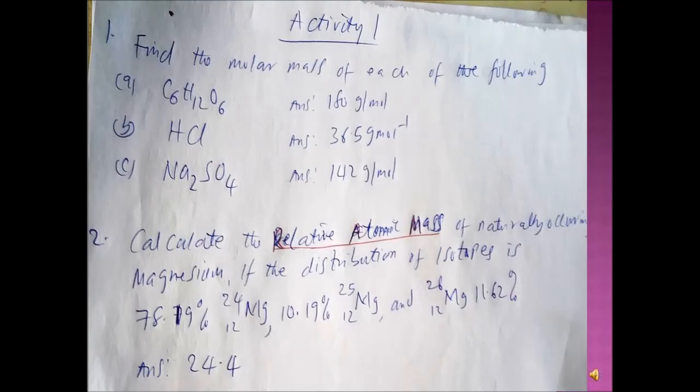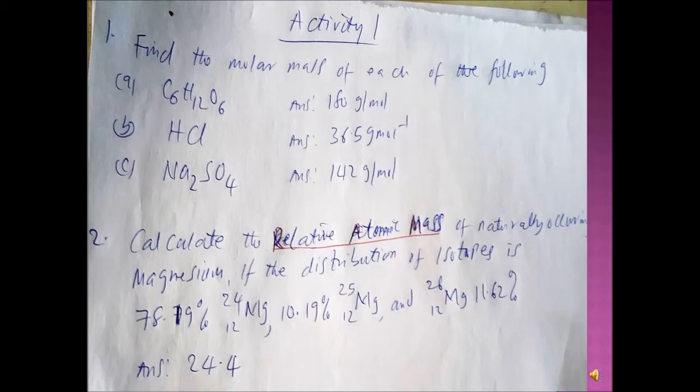Activity 1. I would like you to carry out this activity. Find the molar mass of each of the following: C6H12O6, HCl, Na2SO4. So we have glucose, hydrochloric acid, and sodium sulfate. I would like you to find their molar mass.